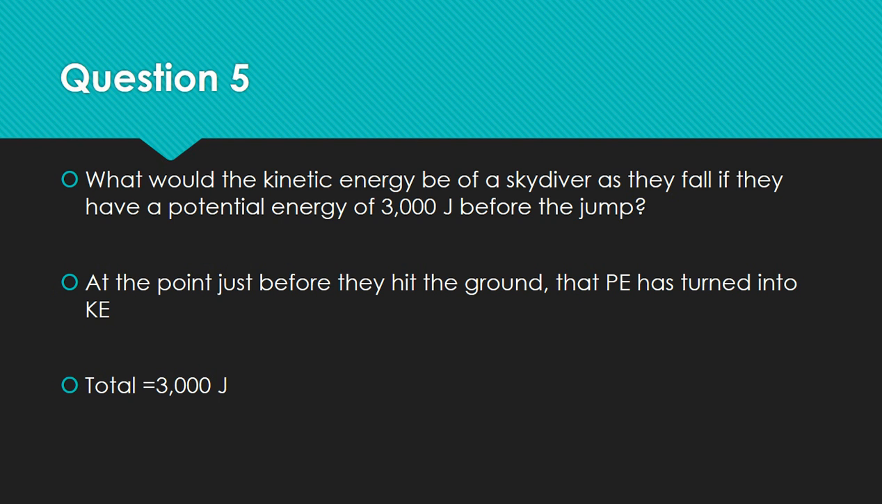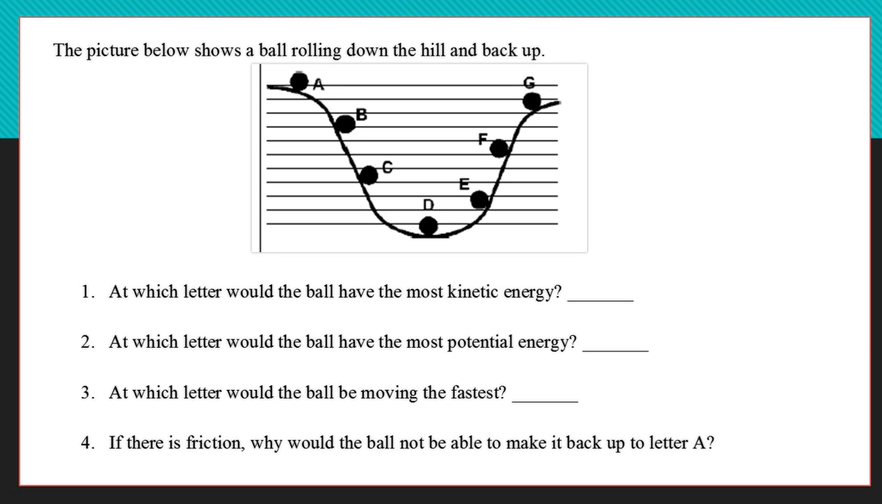If you're looking at your own test, there was a question like this. I can't find it, but I think if you are a Wednesday worker, it was number 20A. It was similar to 20A. If you're a Tuesday worker, that's the question I forgot to put on it. So the picture below shows a ball rolling down the hill and back up. This is from your test.